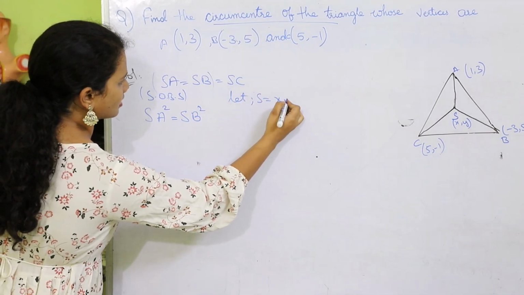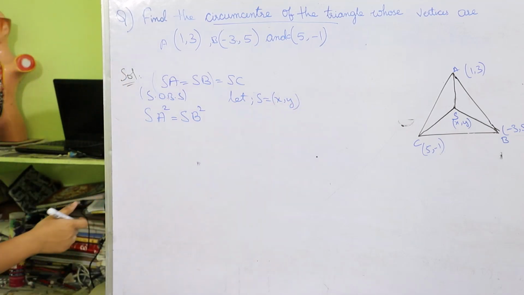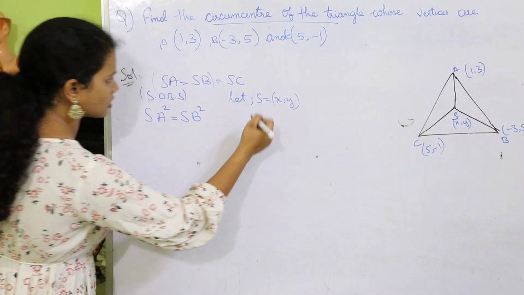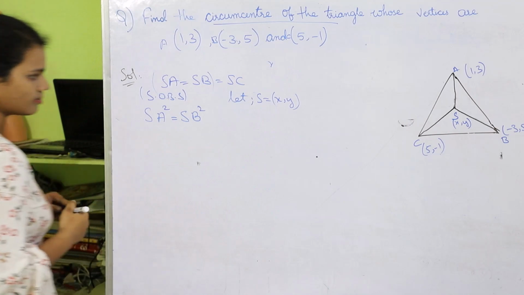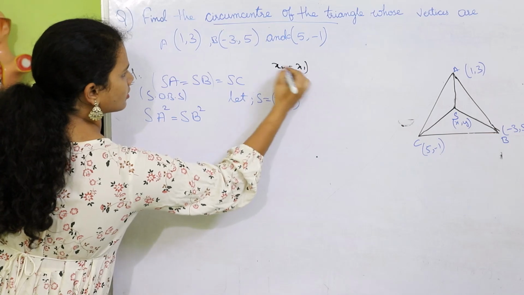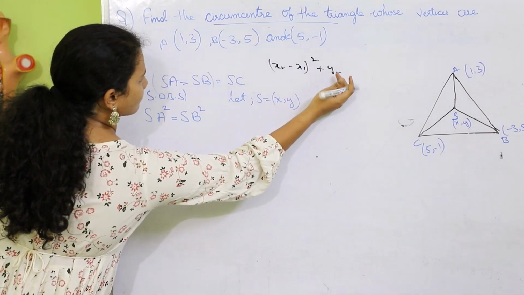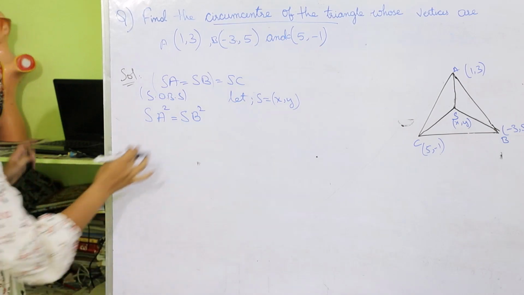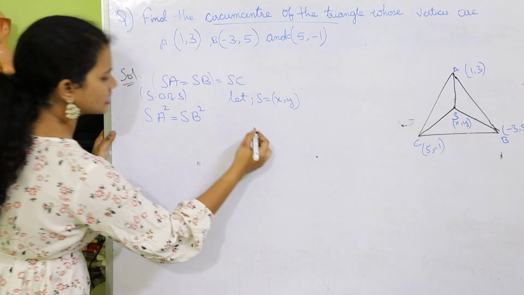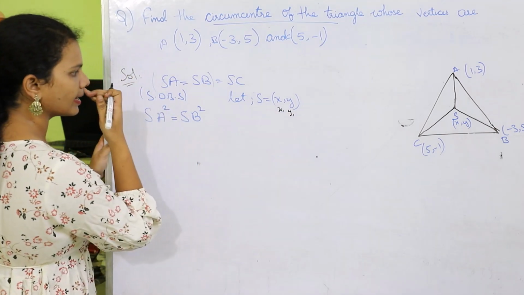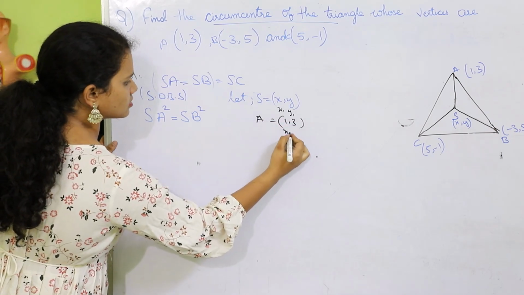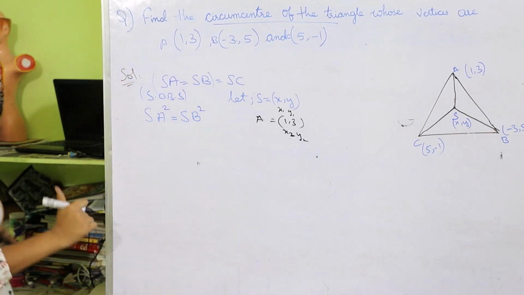So guys, here let us find out this S equals x comma y. Clear? Very good. Now here we know the distance formula: x2 minus x1 whole square plus y2 minus y1 whole square. We know that formula, right? So here the square root gets cancelled. Let this be x1, y1, and A's value is 1 comma 3. So let this be x2, let this be y2. Clear? Hope you got it.